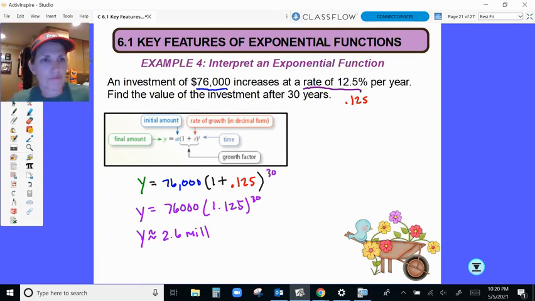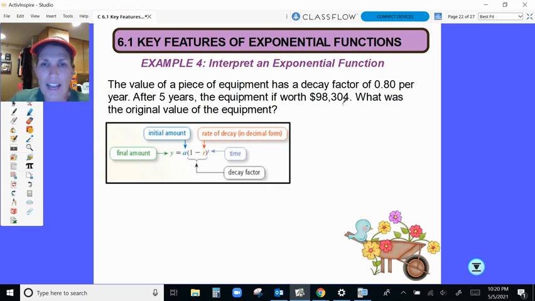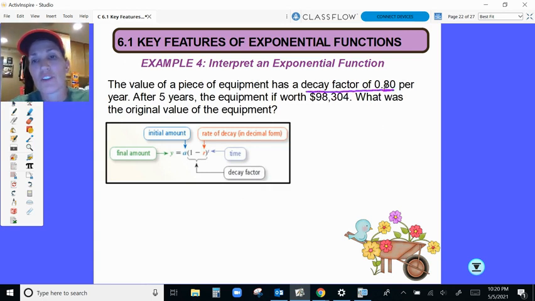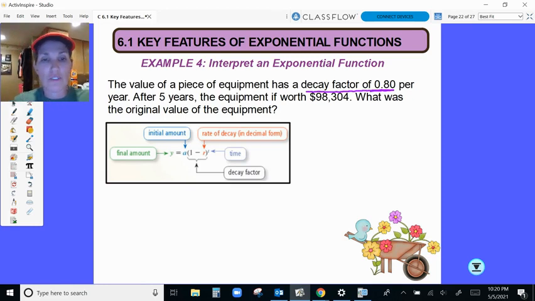That's fantastic. Okay. All right, our next one here is the value of a piece of equipment has a decay factor. So they actually give us the factor. That means we don't have to convert anything from percentages. Okay, so be careful with that. So notice it says decay factor. That's what we're going to plug in right there. We don't need to do 1 plus or anything. Okay, so we have our final amount.